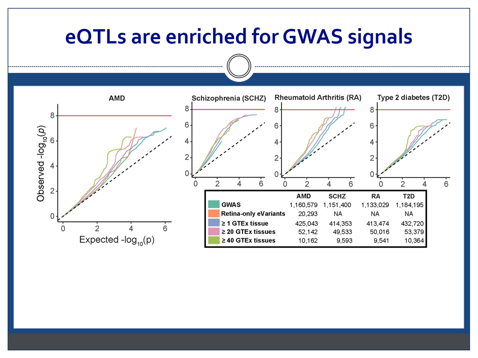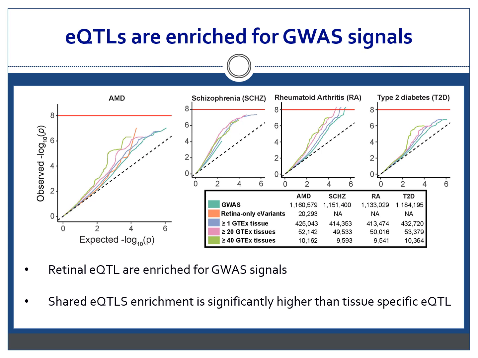So first we are interested in identifying whether the eQTLs that were identified in retina are enriched for the GWAS signals. To do that, you would take the AMD GWAS data and ask whether the variants that are associated with AMD are also eQTLs. We also did it for other kinds of complex diseases, and we found that retinal eQTLs were enriched for the GWAS signals, and the shared eQTL enrichment is significantly higher than the tissue-specific eQTLs, which has also been reported for other diseases.